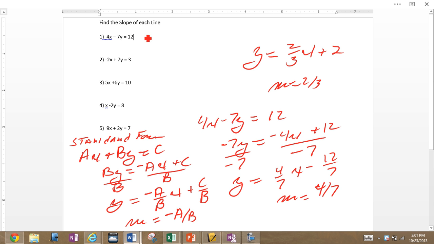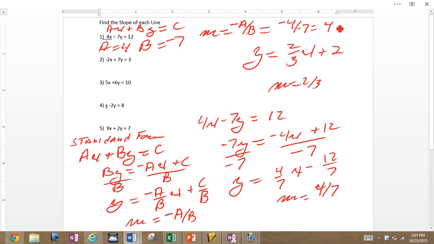If we come back here, if this is in the form of ax plus by equals c, then a is equal to 4. You have to interpret b as being equal to negative 7. And the slope, according to our formula, is the opposite of a over b, minus a over b, which in this case would be negative 4 over negative 7, which would be 4/7, the same thing we found.